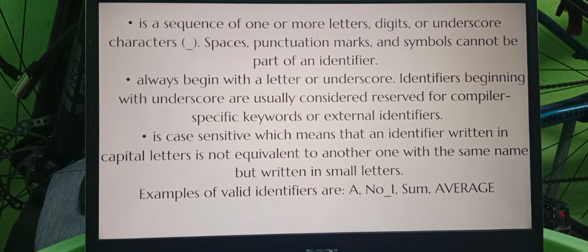An identifier is a sequence of one or more letters, digits or underscore characters. Spaces, punctuation marks, and symbols cannot be part of an identifier. Always begin with a letter or underscore. Identifiers beginning with underscore are usually considered reserved for compiler-specific keywords or external identifiers. It is case sensitive.